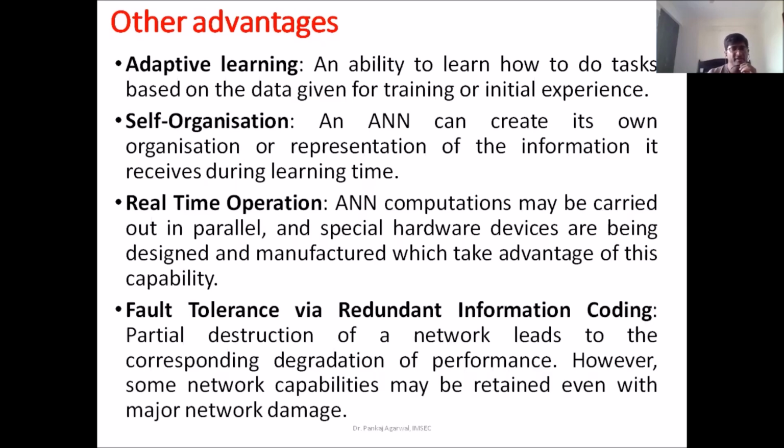Again, one of the other very beautiful aspects of neural networks is that they are fault tolerant. They are redundant, via redundant information coding. That means since we have a huge connection of neurons, the processing elements that work in parallel, even if some of the neurons or processing elements don't work or are producing some faulty results, it would not impact the overall result.